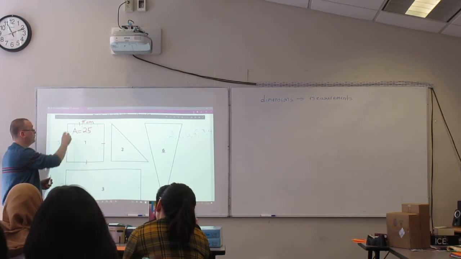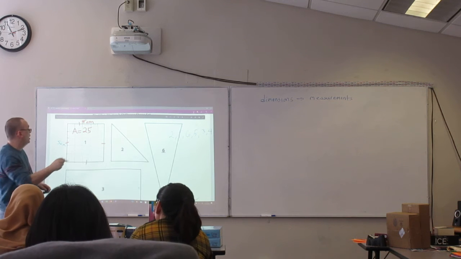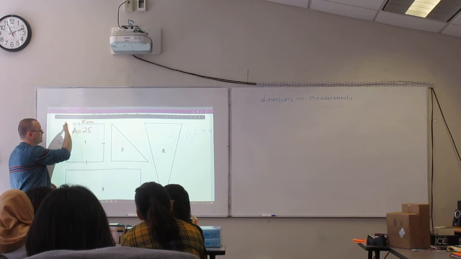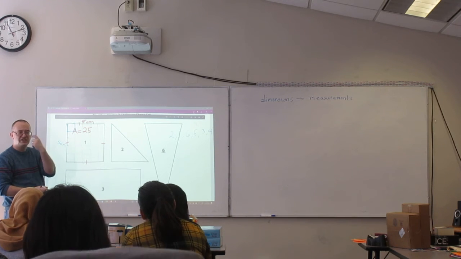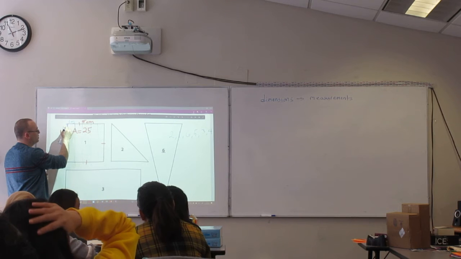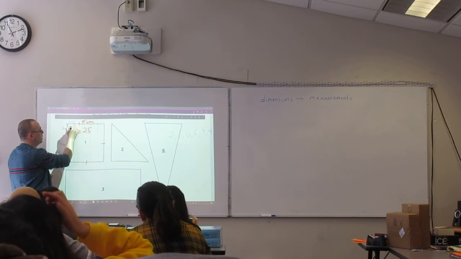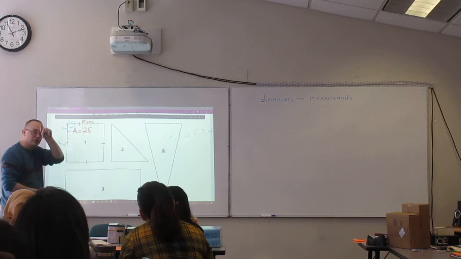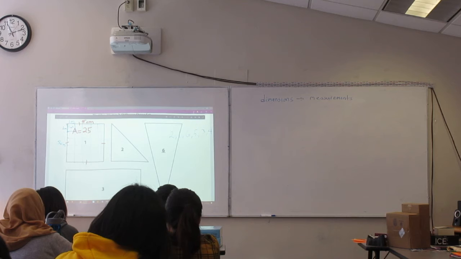We've got 5, 1, 1, 1, 1, right? 1 centimeter each. Well, what's this? 1 square, right? How big is that 1 square? 1 centimeter by 1 centimeter, so together we call that a square centimeter. 1 centimeter square. We put a little second power on the centimeter because it's centimeters times centimeters, right?